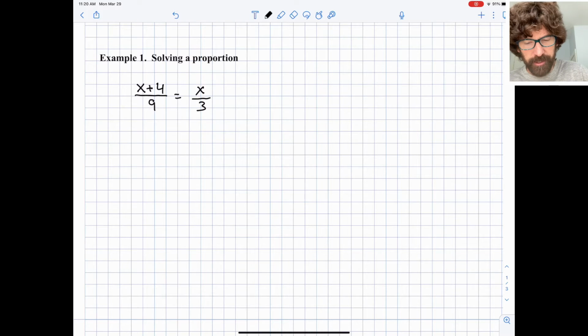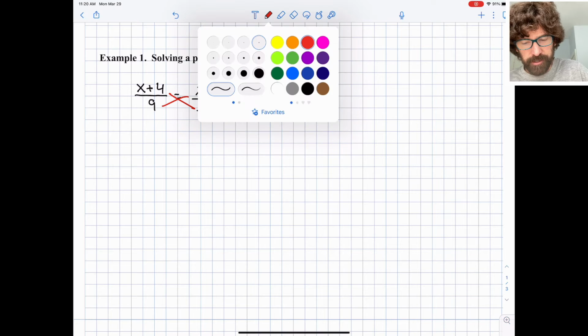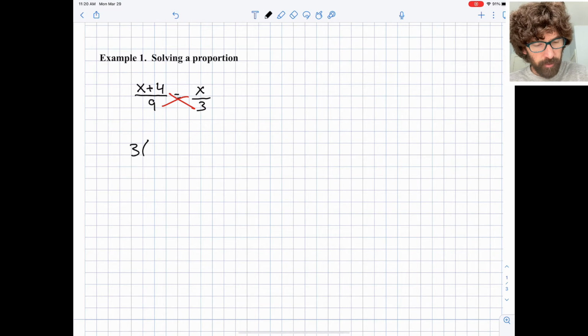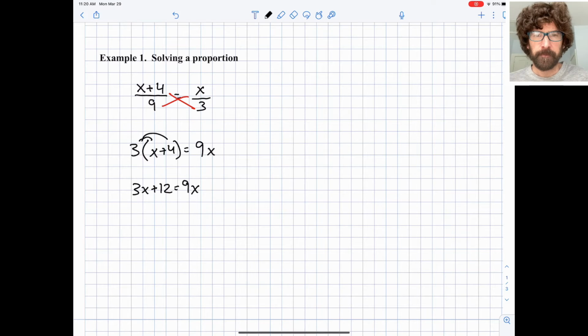Let's do a cross multiplying here. We'll cross multiply diagonally, just like we explained earlier. The important thing to keep in mind is we need to multiply 3 times the entirety of the x plus 4 inside parentheses, and then we'll do a distributive process. So 3x plus 12 equals 9x. All right. Subtract 3x from both sides, we get 12 equals 6x, and then we can divide both sides by 6, and so we get x is equal to 2, which would be our final answer.